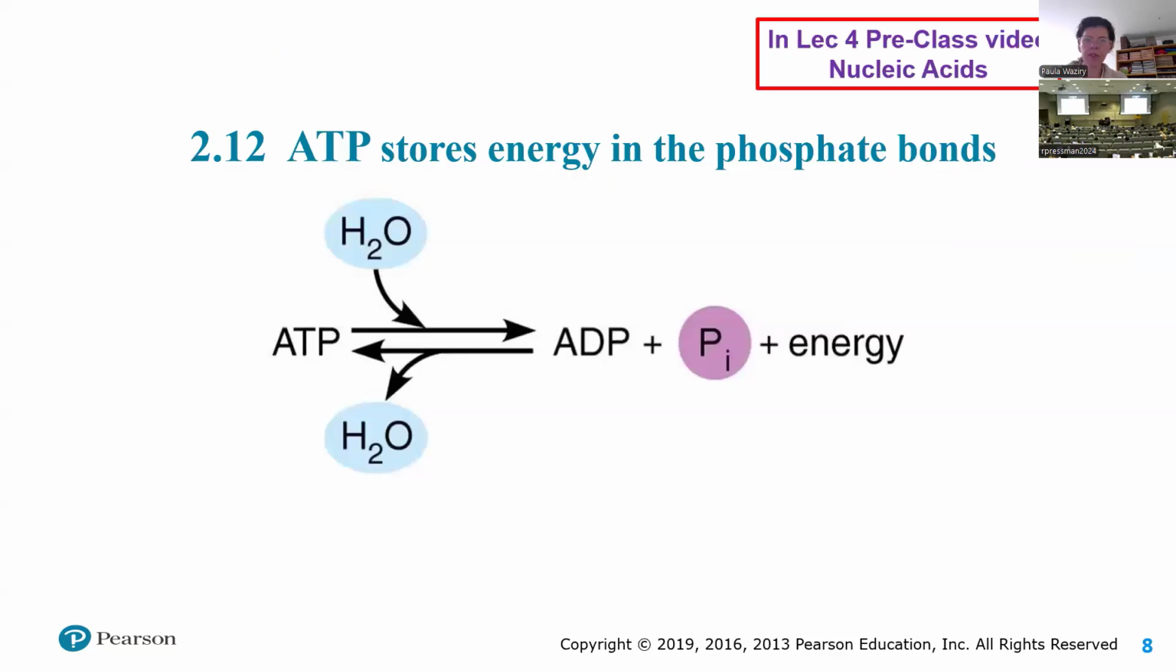All right. So here is your reaction. When you do hydrolysis of ATP, you break away one phosphate, and you end up with ADP, a diphosphate here, and the energy that was held in that bond.